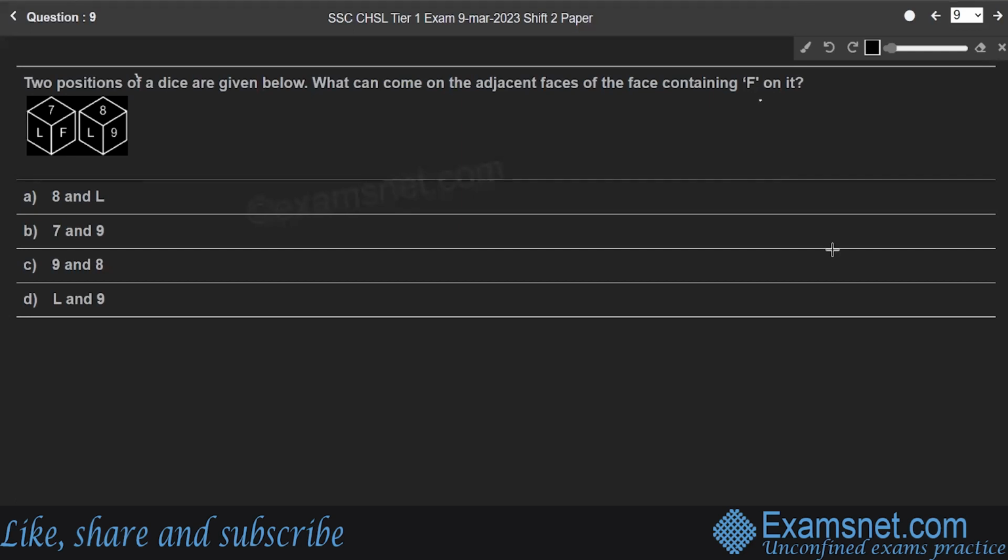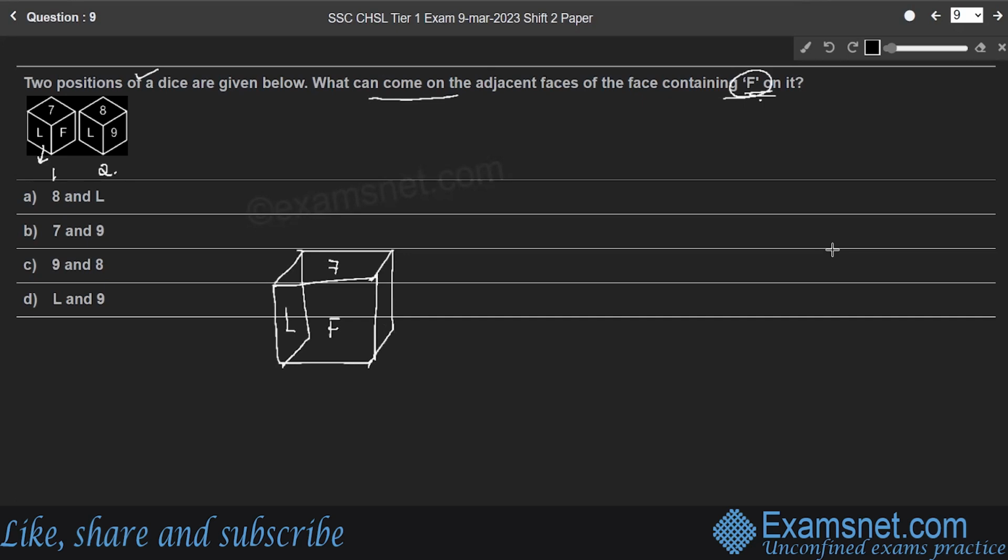Question 9. Two positions of a dice are given below. What can come on the adjacent faces of the face containing F on it? Here are two different positions of the same dice. Here, students, we are going to find the adjacent faces of F, right? Consider the first position of the dice. Here, L is the left face, right? So, consider a dice. I'm just drawing here. So, here, L is the left face, right? And F is the front face and 7 is the top face, right?